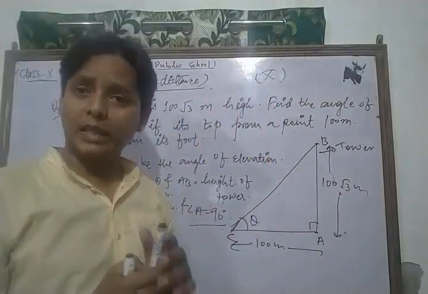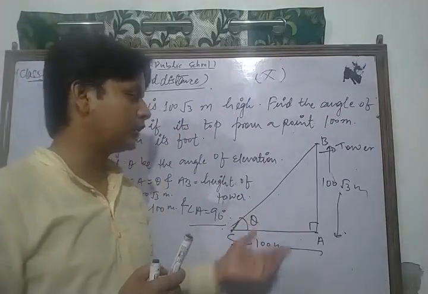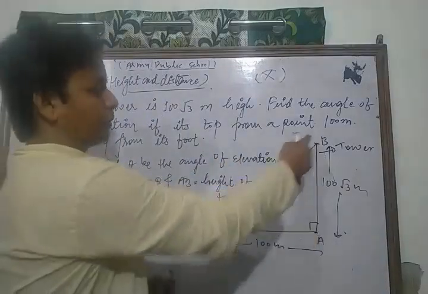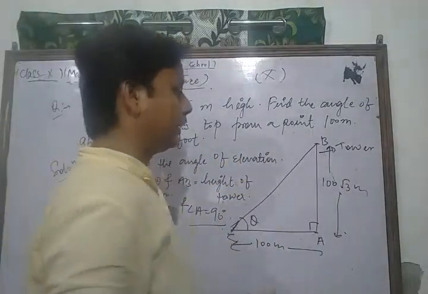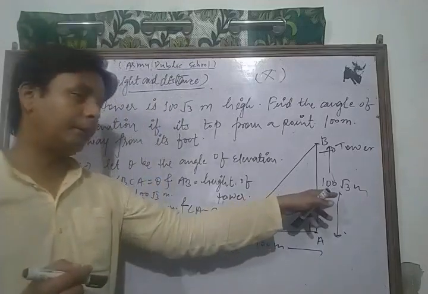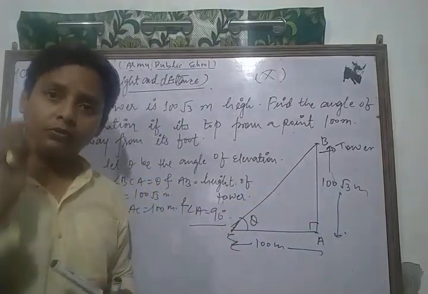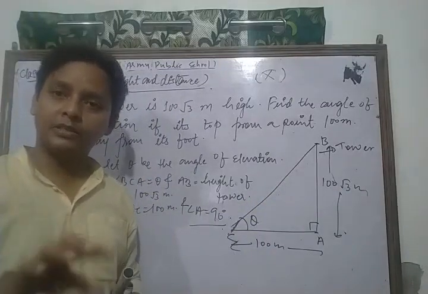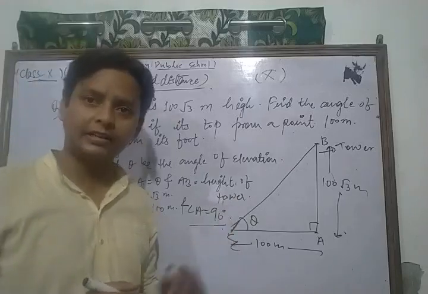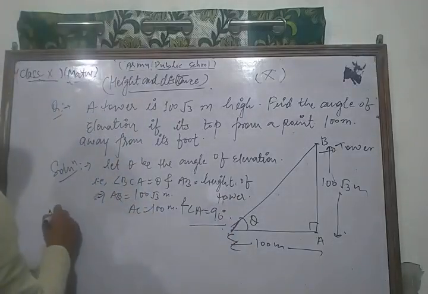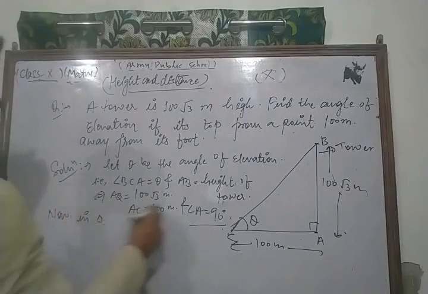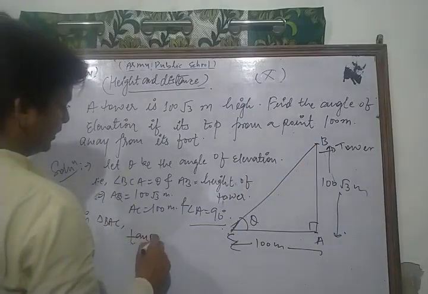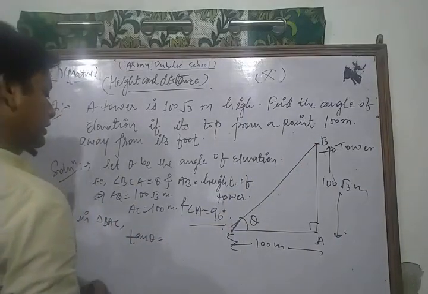Now look, dear students, this is a right angle triangle, and we know all the important formulas related to trigonometric ratios of a right angle triangle. In that triangle, AB is your perpendicular and AC is your base. Perpendicular and base are given, and you know that perpendicular and base come in tangent. So we apply tan theta in triangle BAC. This theta is the angle of elevation.